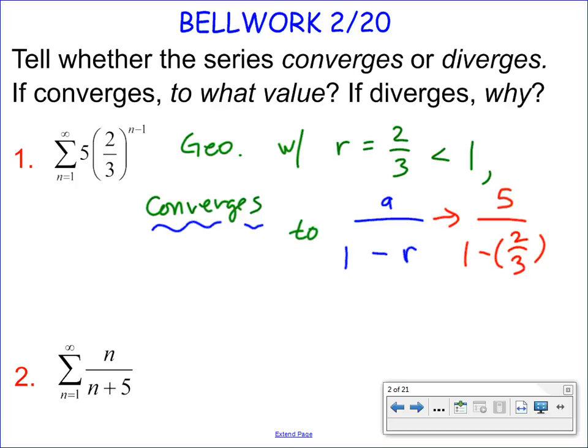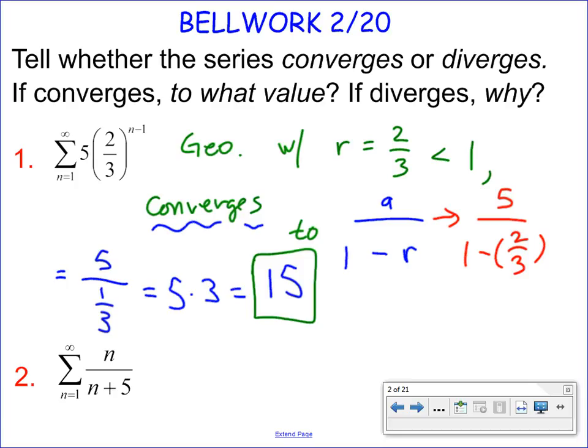We already decided that r was 2/3. So we can do a little bit of algebra. And we get 5 over 1 minus 2/3, which is 5 over 1/3. Dividing by a fraction is the same as multiplying by the reciprocal. So it looks like I'm getting 15. Raise your hand if you get 15. Anybody else get 15? Yes! Nice.